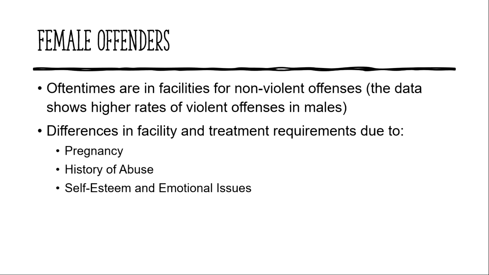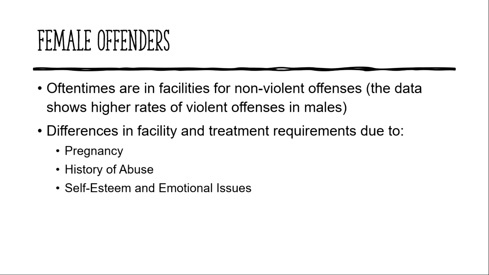So we finally got to female offenders. Just want to start off with, oftentimes they're in facilities for nonviolent offenses. The data does show higher rates of violent offenses in males versus more nonviolent, less serious, and property offenses in female offenders. While it would be untrue to say that women do not commit violent offenses, the data shows that typically female offenders are in there for nonviolent offenses, not for violent offenses.